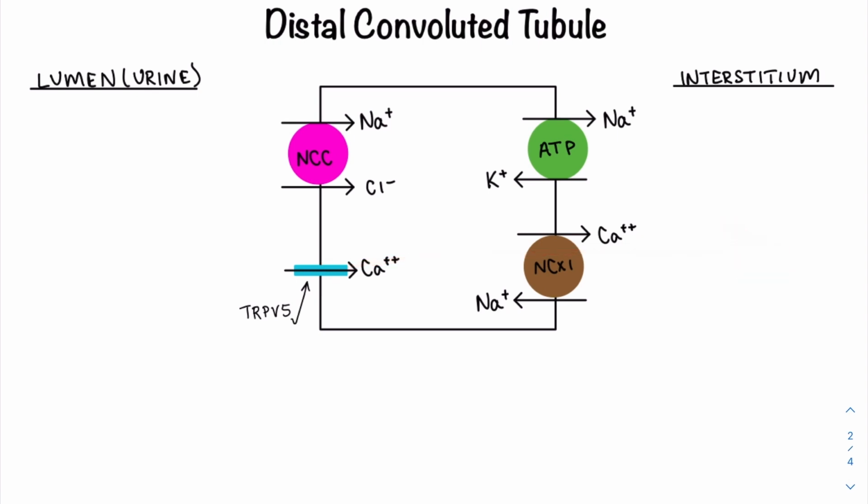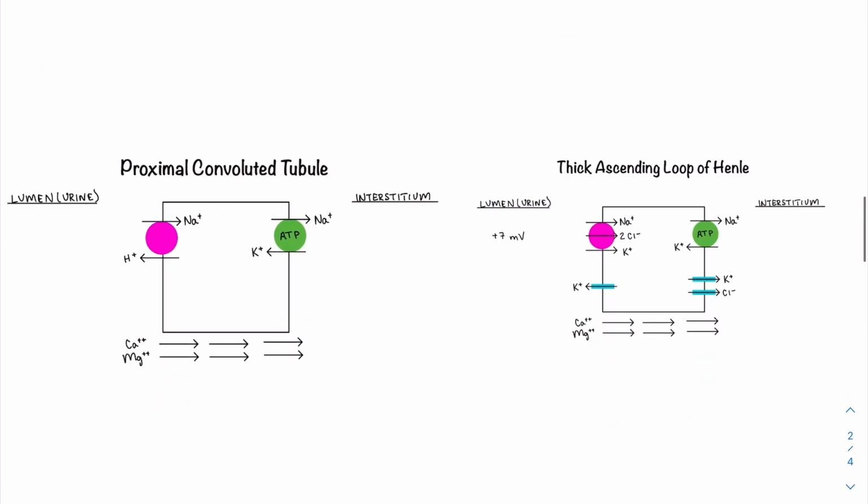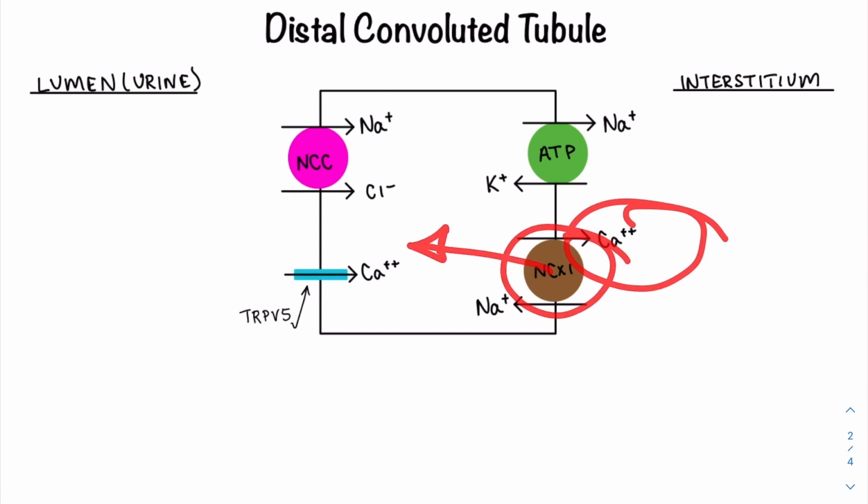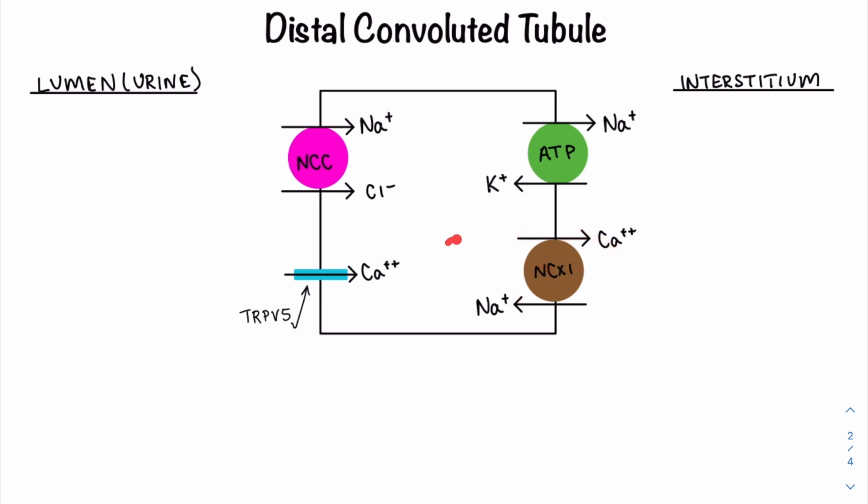So there are two mechanisms. Either way you think about it, it should get you to the same conclusion: if you're using a thiazide diuretic, you're inhibiting NCC, and in the proximal convoluted tubule and thick ascending limb, you're going to have more calcium reabsorption because you're also going to have more sodium reabsorption. And in the distal convoluted tubule, you're going to have more calcium reabsorption because this antiporter is pumping more sodium into the cell, and as a result, it has to pump more calcium out into the interstitium.